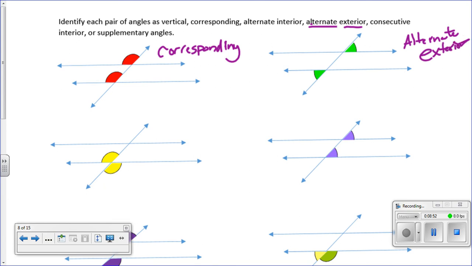These two angles are actually across from each other, which means they are vertical. These two are on the same side of the transversal, so they're not one of the alternate ones. These two actually look like they're matching. That's your corresponding.